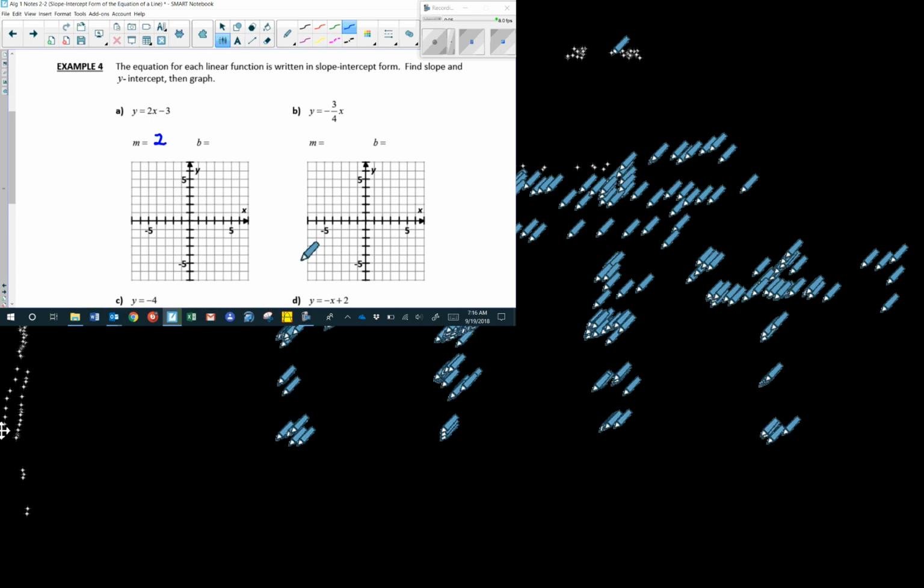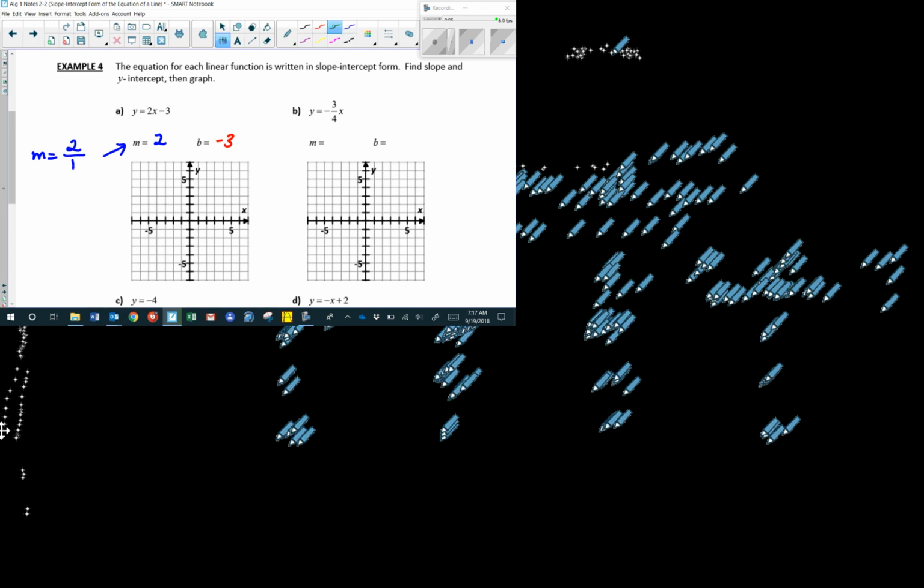That would be 2. The y-intercept is the number that is added to 2x, so that will be negative 3. I'm going to start by writing the slope in fraction form. So m is 2 over 1 as a fraction.